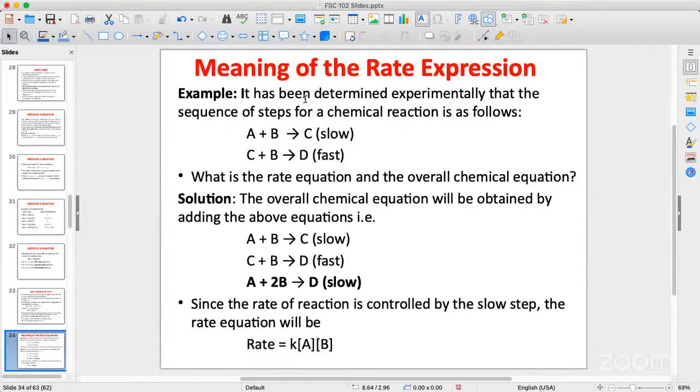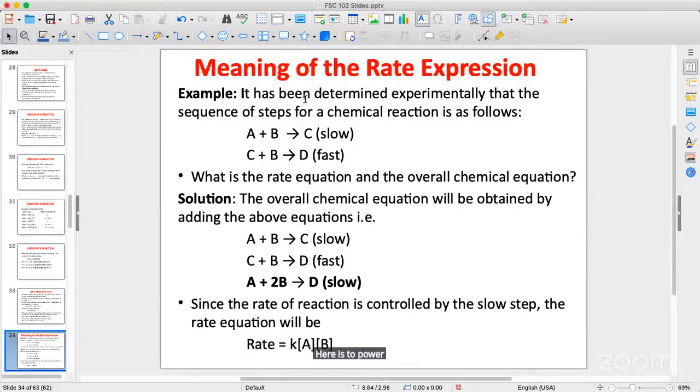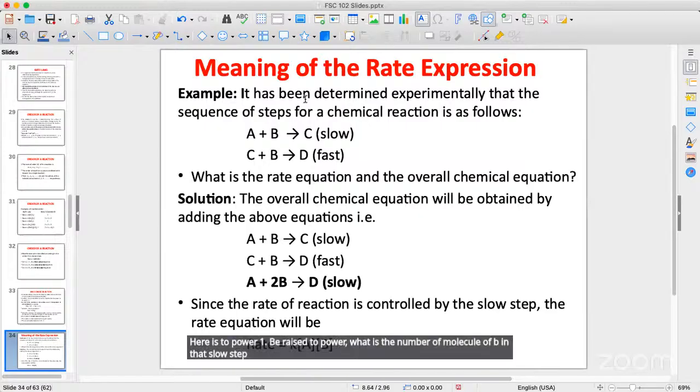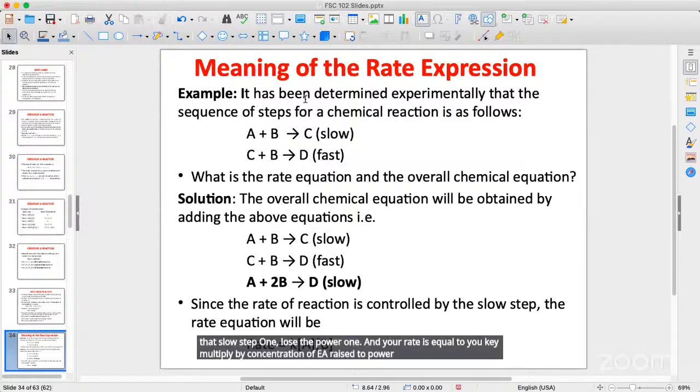And that is why in this situation, what you see here, which is A plus B, is your slow step. And that is what you're going to use to write your rate law. Now you have your rate is equal to K, concentration of A raised to power, what is the number of molecules of A in the slow step? It is 1, A raised to power 1. B raised to power, what is the number of molecules of B in that slow step? 1, raised to power 1. And your rate is equal to K multiplied by concentration of A raised to power 1 multiplied by concentration of B raised to power 1.